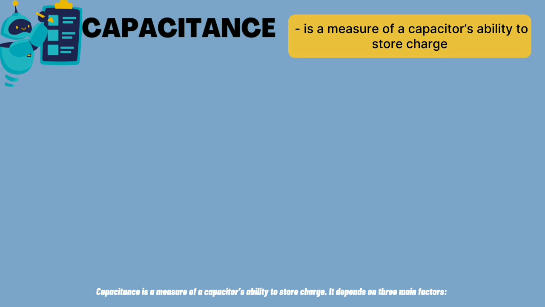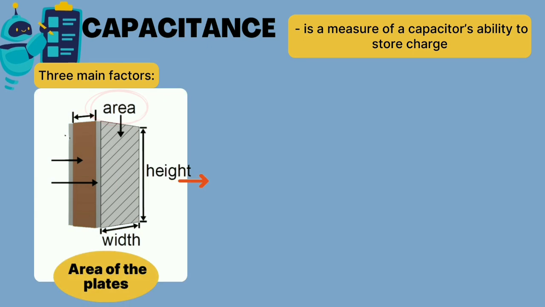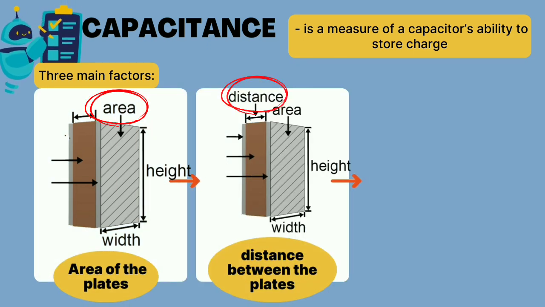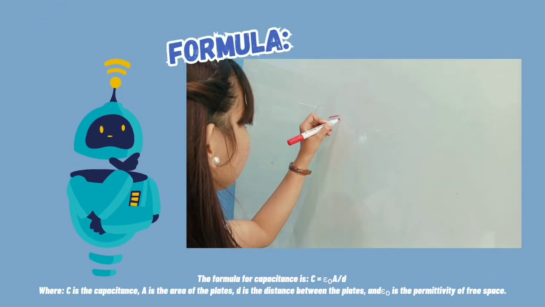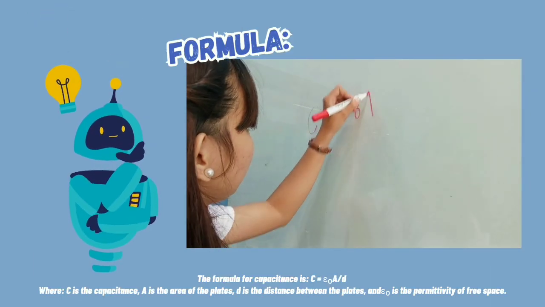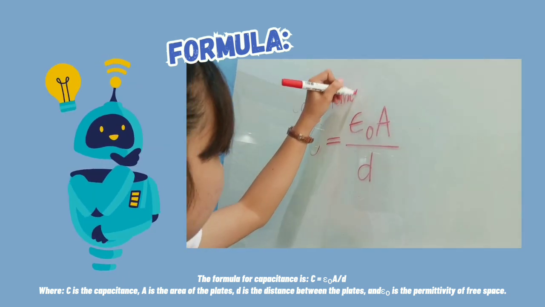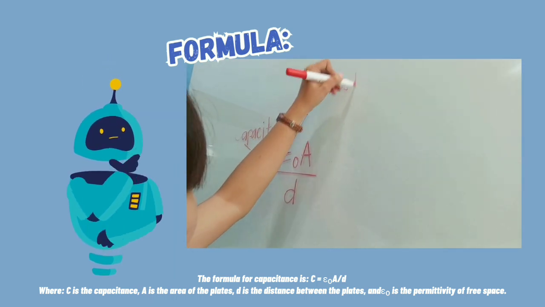Capacitance is a measure of a capacitor's ability to store charge. It depends on three main factors: the area of the plates, the distance between the plates, and the dielectric material between the plates. The formula for capacitance is C equals epsilon naught times A divided by d, where C is the capacitance, A is the area of the plates, d is the distance between the plates, and epsilon naught is the permittivity of free space.